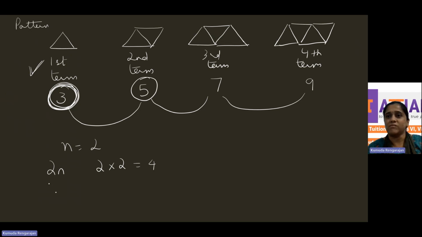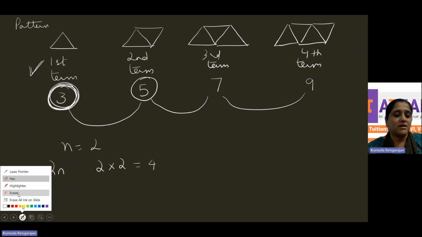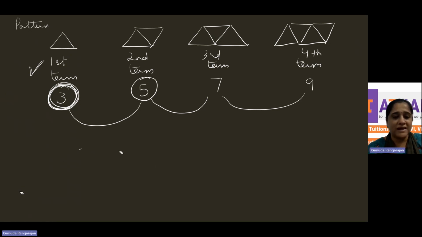Suppose we are seeing the fourth term and we are making n as 3. No, sorry. If you take n as 4, you should get the answer as 9. If you take n as 3, you must get the answer as 7. If you take n as 2, you must get the answer as 5.